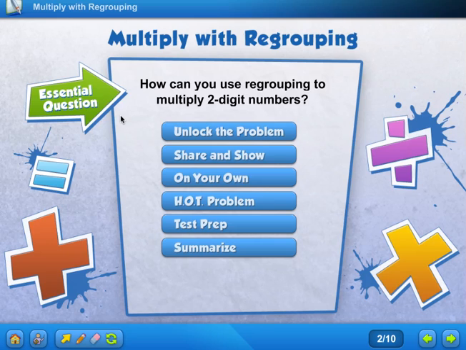Hello everyone! Today we're doing lesson 3.5 on page 119. Today's lesson is how can you use regrouping to multiply two-digit numbers. So let's get started.